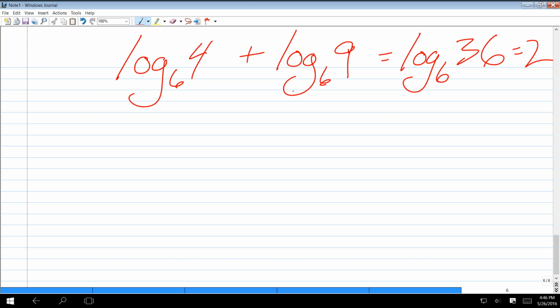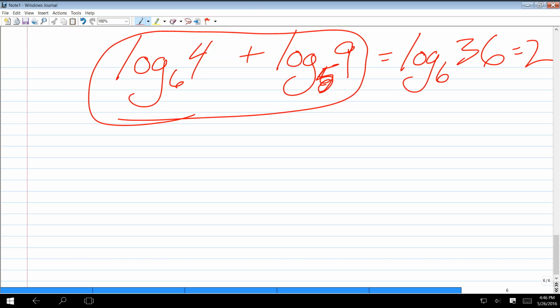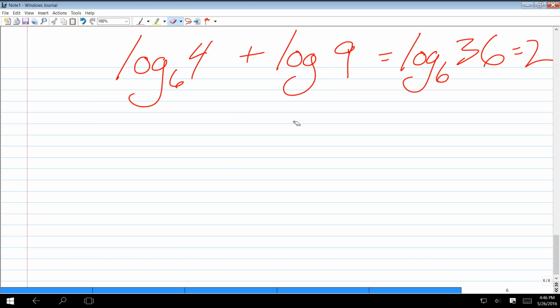Now, you can only use these rules for logs if it's the same base. If that were base 5 instead of base 6, I could do nothing with it. No way I can compress those into one log expression. It's the same base, I can, but different base, I cannot. So every problem you get, it's going to be the same base. Never seen a log problem that was different bases.